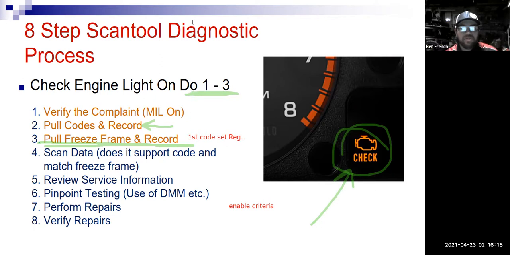Remember that enable criteria, that's the conditions that the car has to be driven in to get a monitor to run. That's your conditions necessary for monitors to run. So enable criteria is really important because when we're done with our repairs, we're going to want to drive the car the same way to verify those repairs.